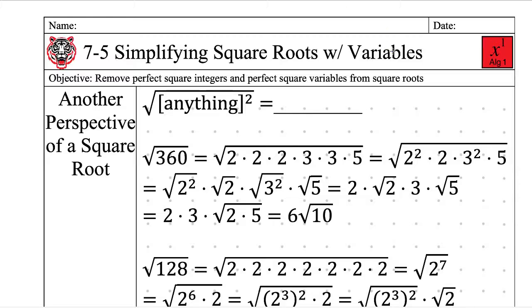This is Algebra 1, Lesson 7-5, simplifying square roots with variables this time. Today's date is Thursday, January 28th, 2021. Our objective today is to remove perfect square integers and perfect square variables from square roots.